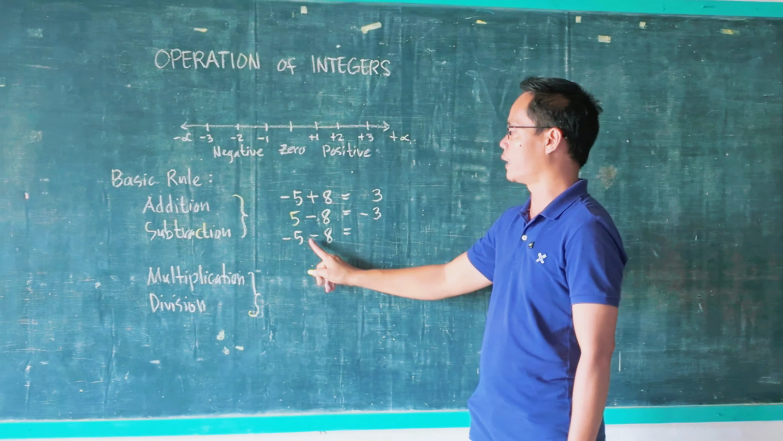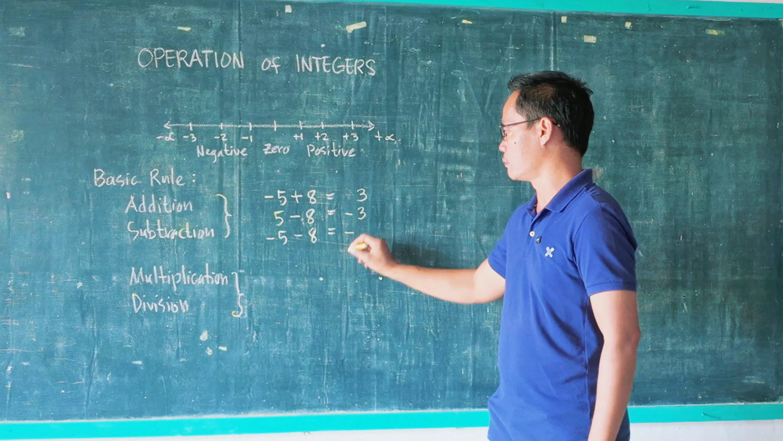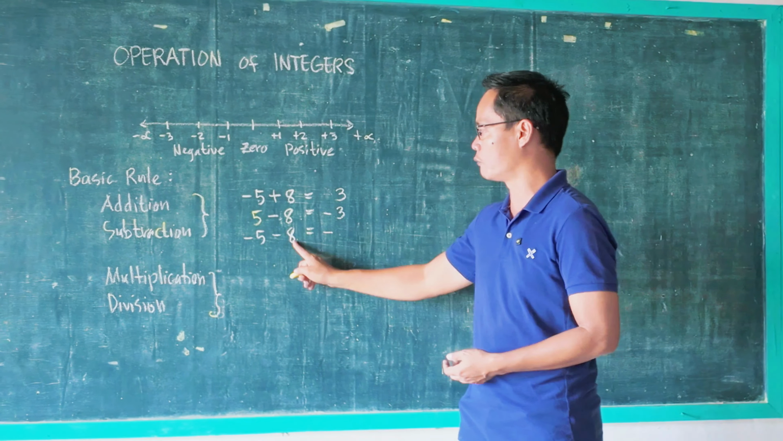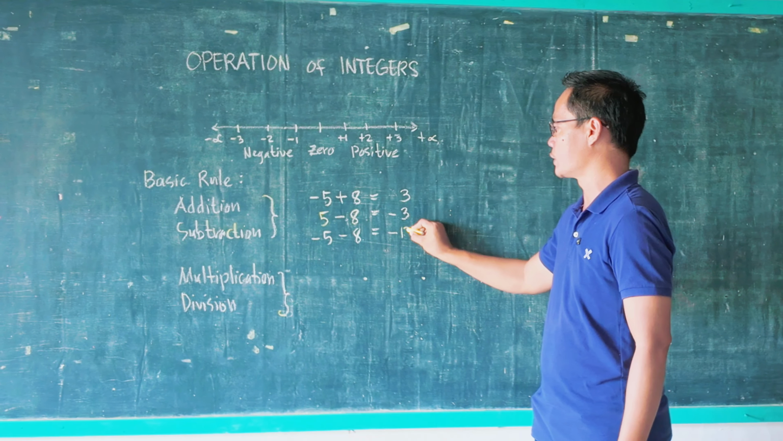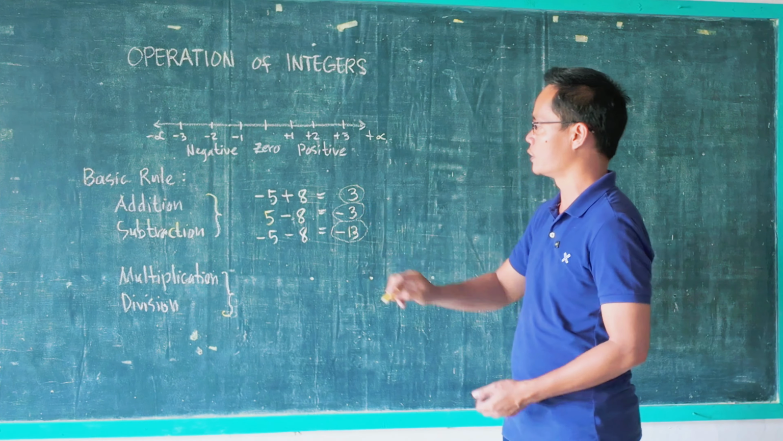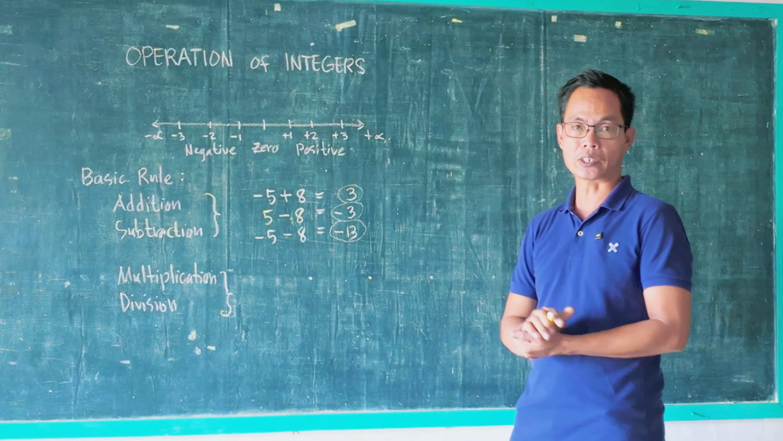How about negative 5 minus 8? Get the sign of the bigger number, which is 8, negative. Since these signs are the same, you will proceed to addition operation. If you add 8 plus 5, the answer is 13. Look at these three different answers. So if you can see here, the numbers are just the same, but the signs are not.